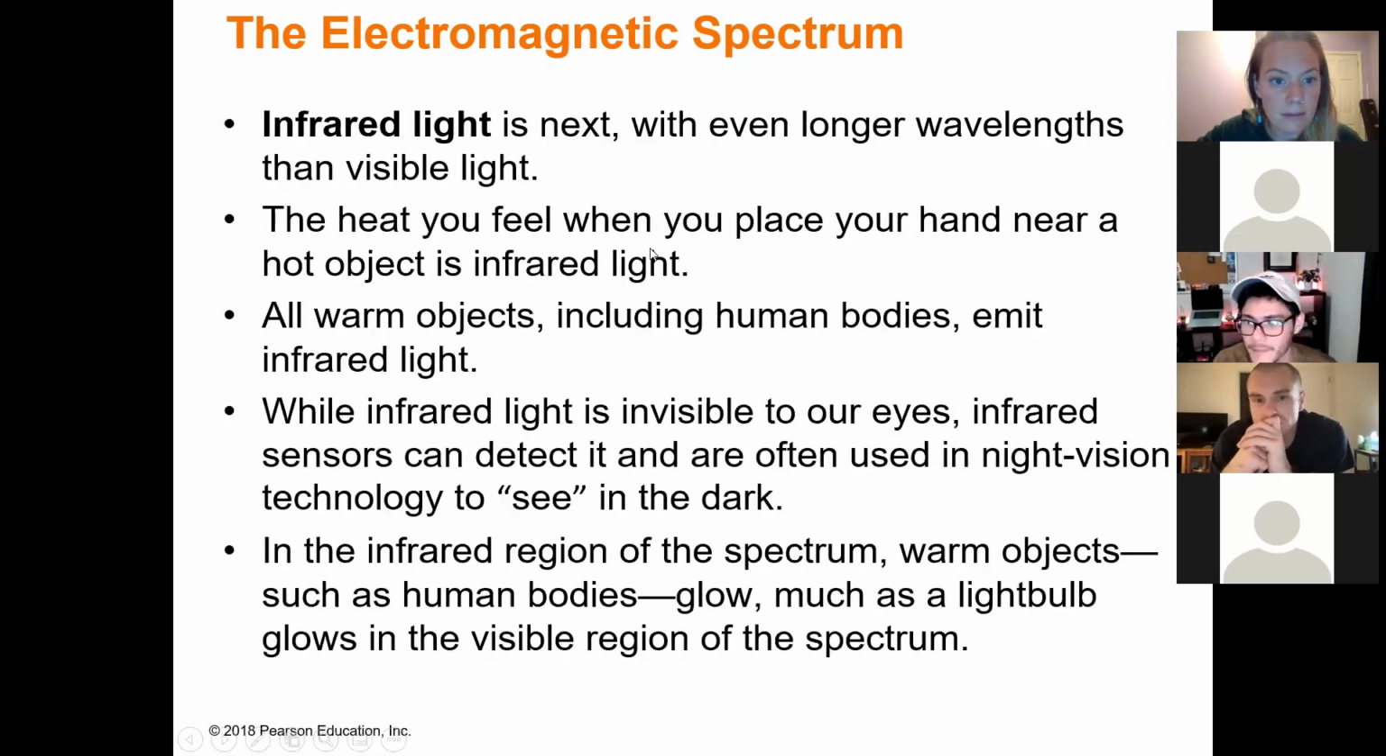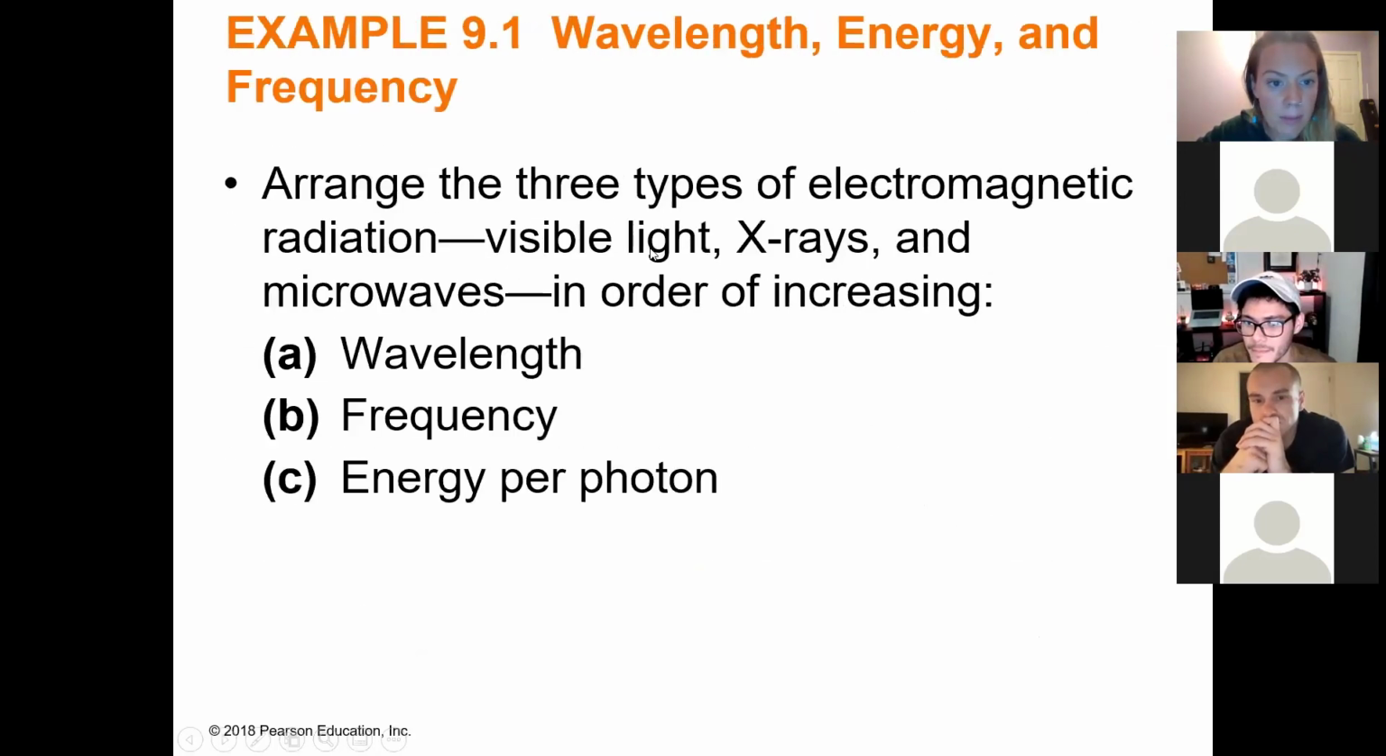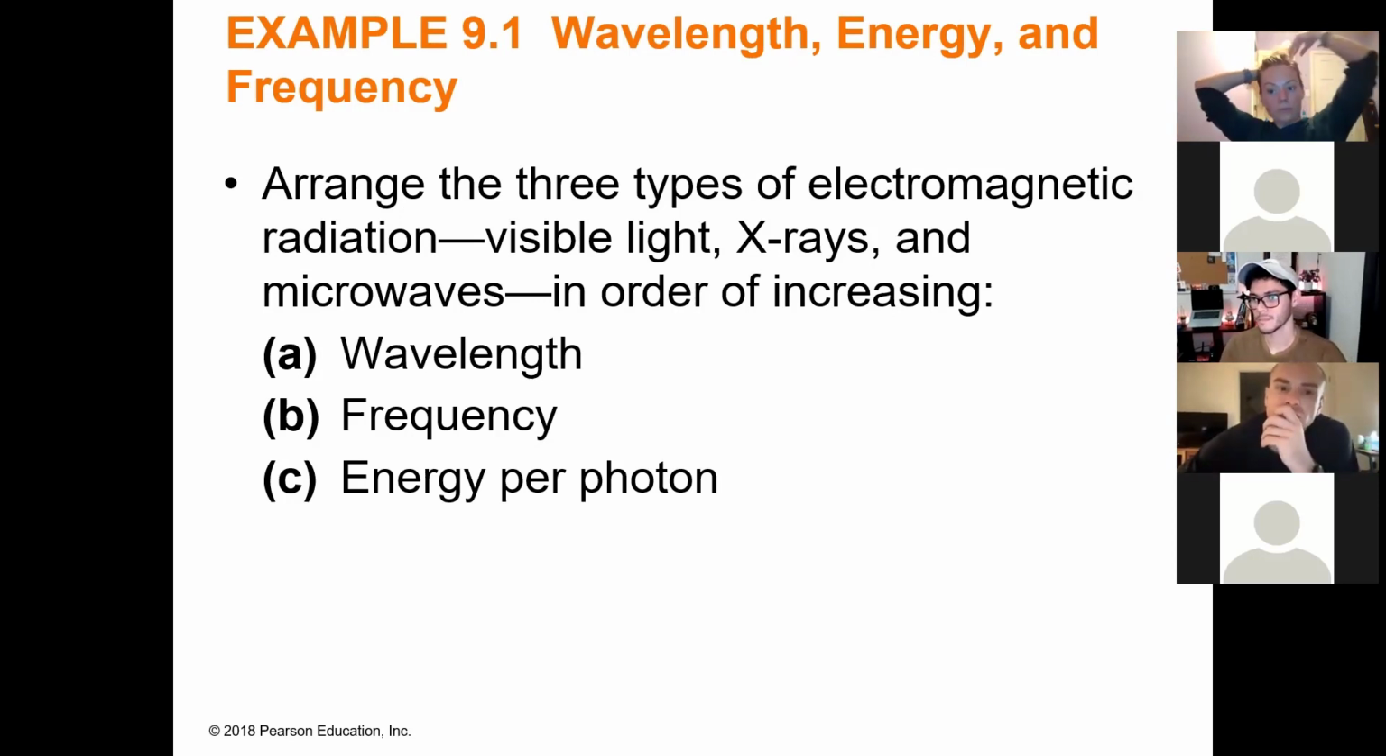This kind of talks about what we already said. Okay, but I do want us to look at this. So we've got three different things here. We've got visible light, which is natural light, X-rays, and microwaves. I want you to put these in increasing order of wavelength, of frequency, and then of energy of a photon. So go ahead and do that. I'll give you just a minute and a half for that. You don't have to do it for everyone, but do it for visible light, X-rays, and microwaves.